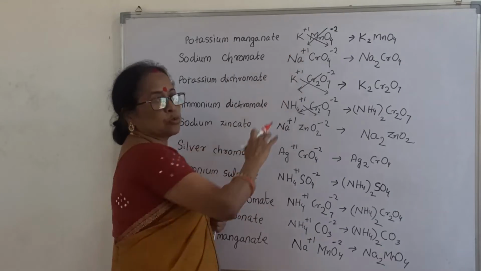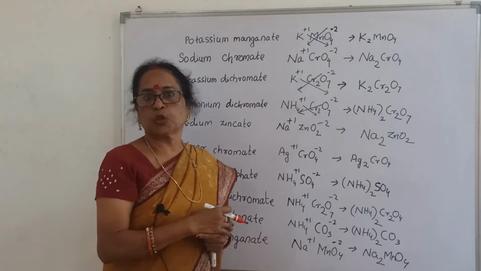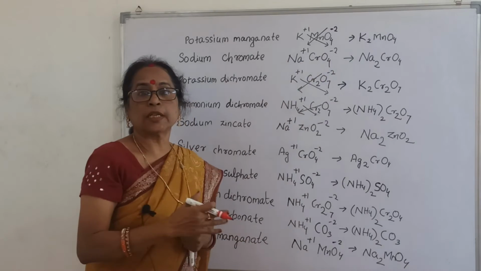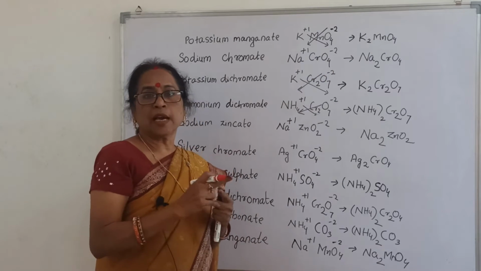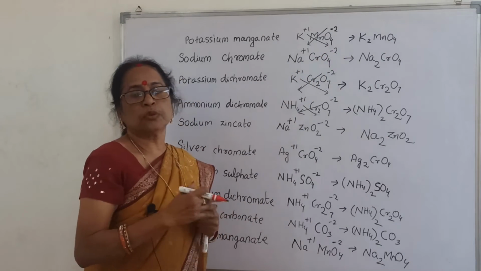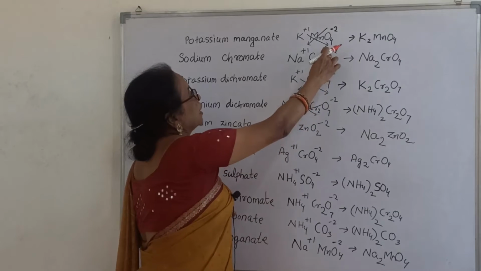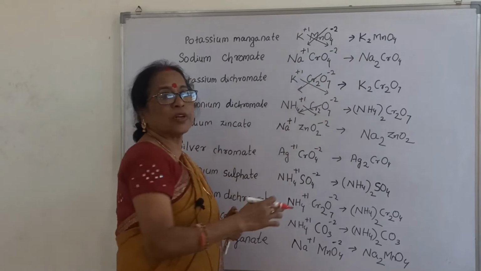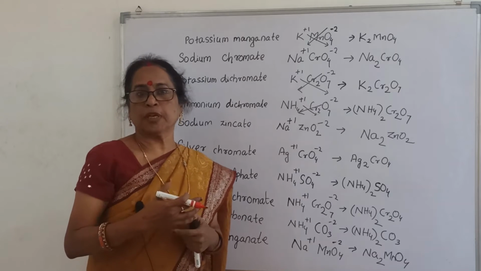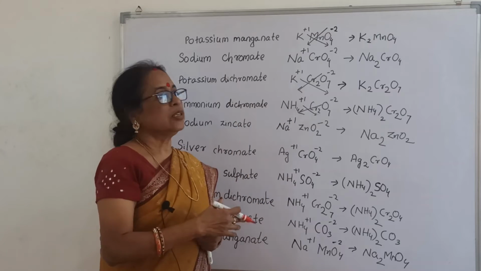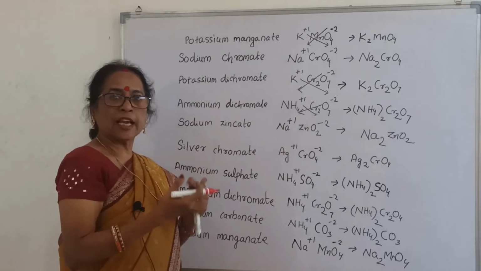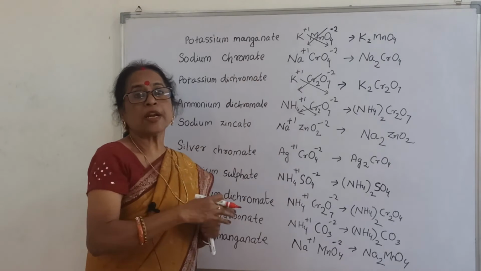Now see sodium chromate. Sodium's charge is plus 1, you know, because it belongs to group 1. And now chromate, CrO4 minus 2, that is called chromate. What is chromate? Cr is chromium, O means oxygen, CrO4 minus 2, then it is called chromate. So you put it like this, 2 will come here, 1 will go there. So what is the formula? Na2CrO4. Na means sodium, CrO4 means chromate. According to the charge, it should be Na2CrO4.